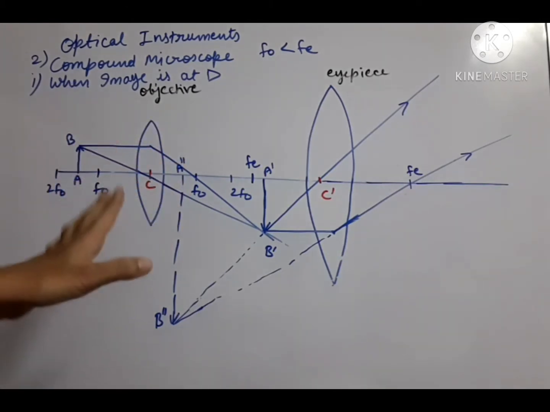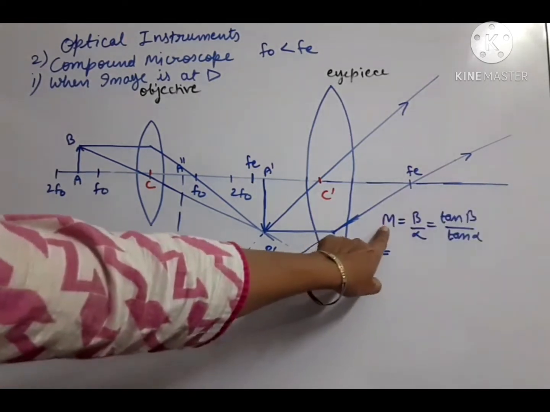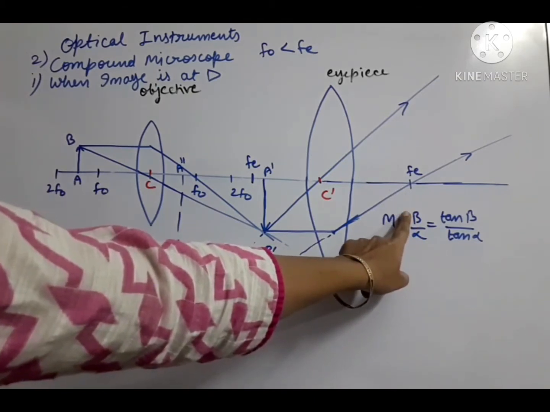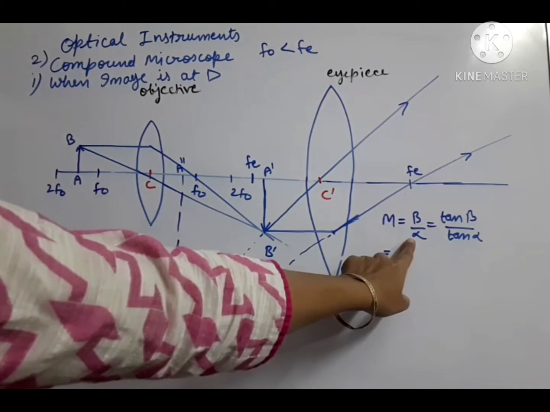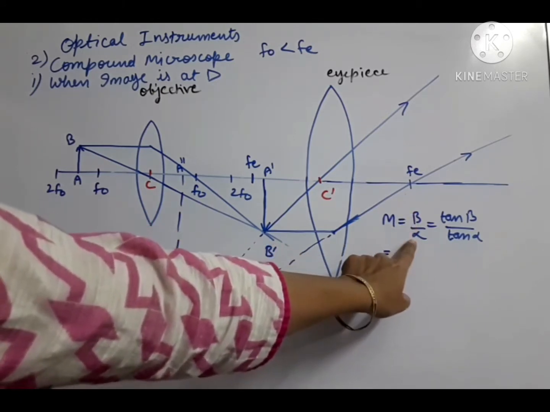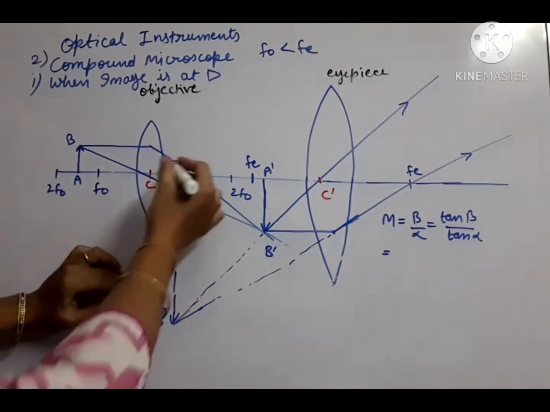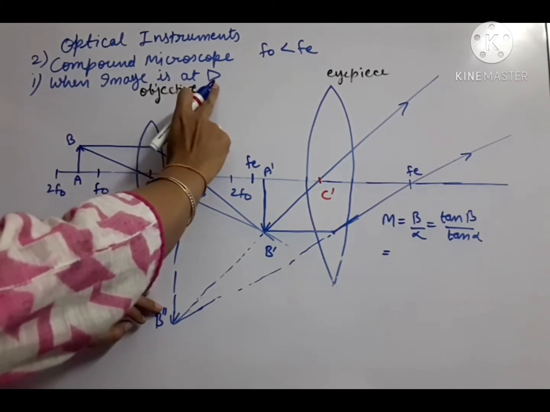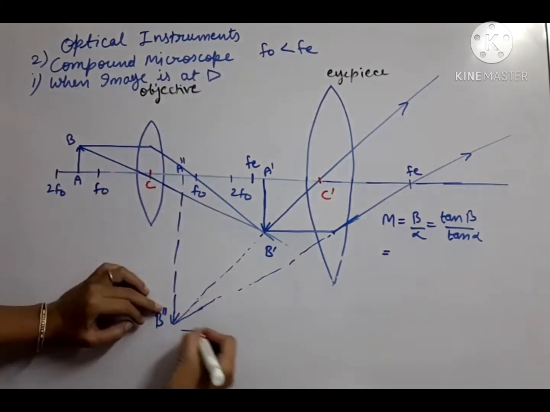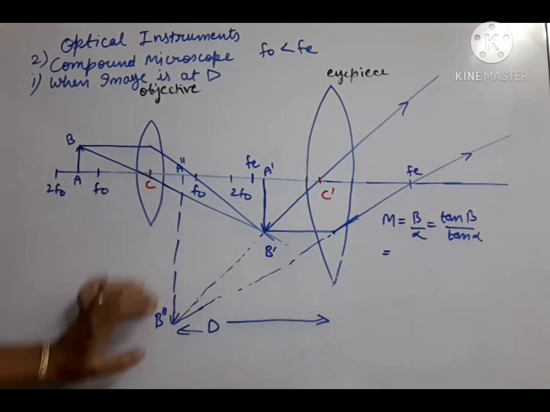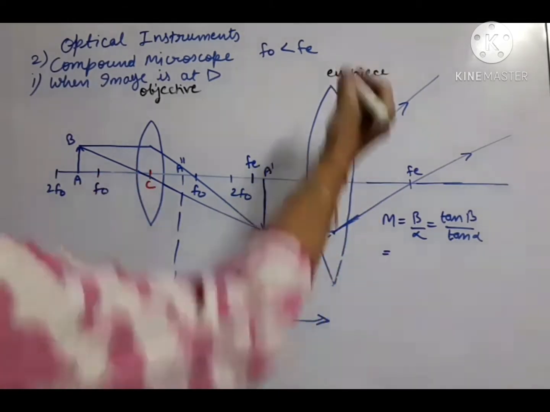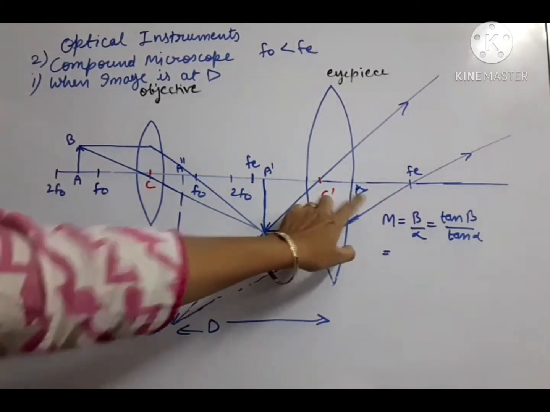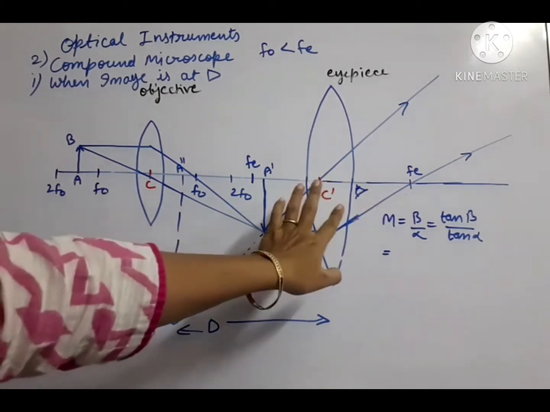Now we have to calculate the magnification. Magnification formula, as we know, is beta upon alpha: the angle subtended by the image to the angle subtended by the object at the eye when both lie at distance D. You can see where the image is formed. We are doing the first case, where the image is formed at D, the least distance of distinct vision. D means 25 centimeter. So we have to mark here that this is the D distance of the image. And where is the eye? In the eyepiece the eye is present. From the eye or from C dash the distance is measured, one and the same thing.